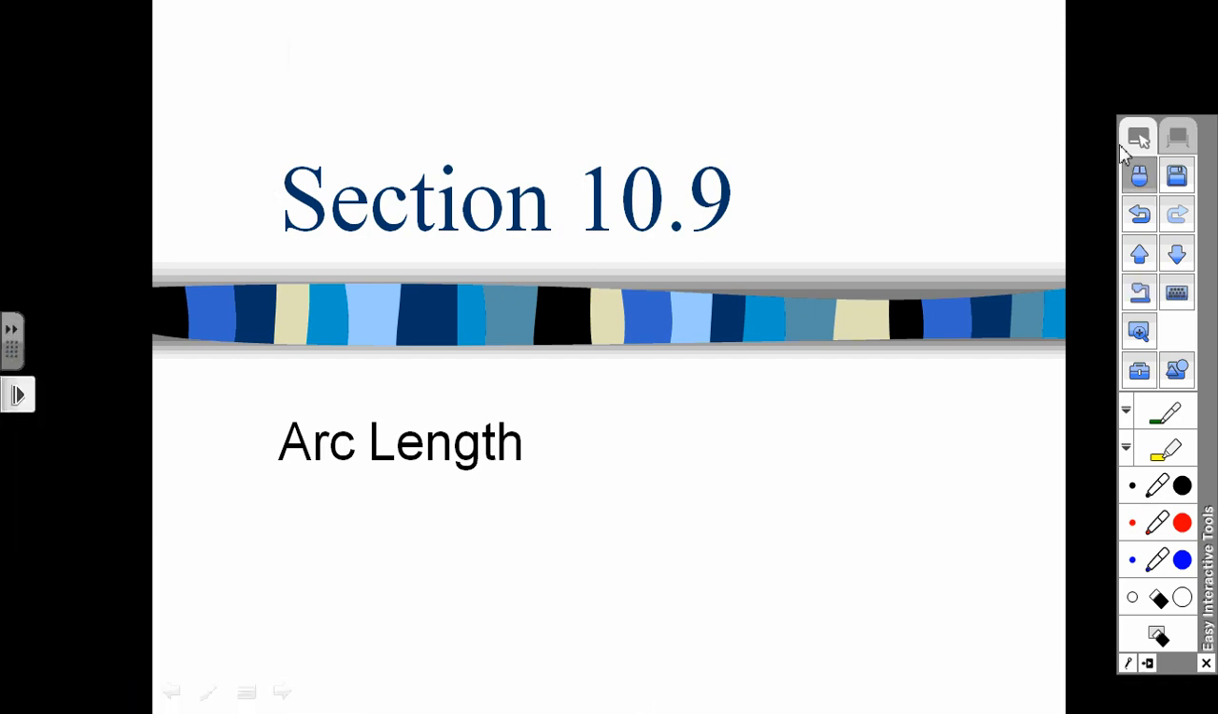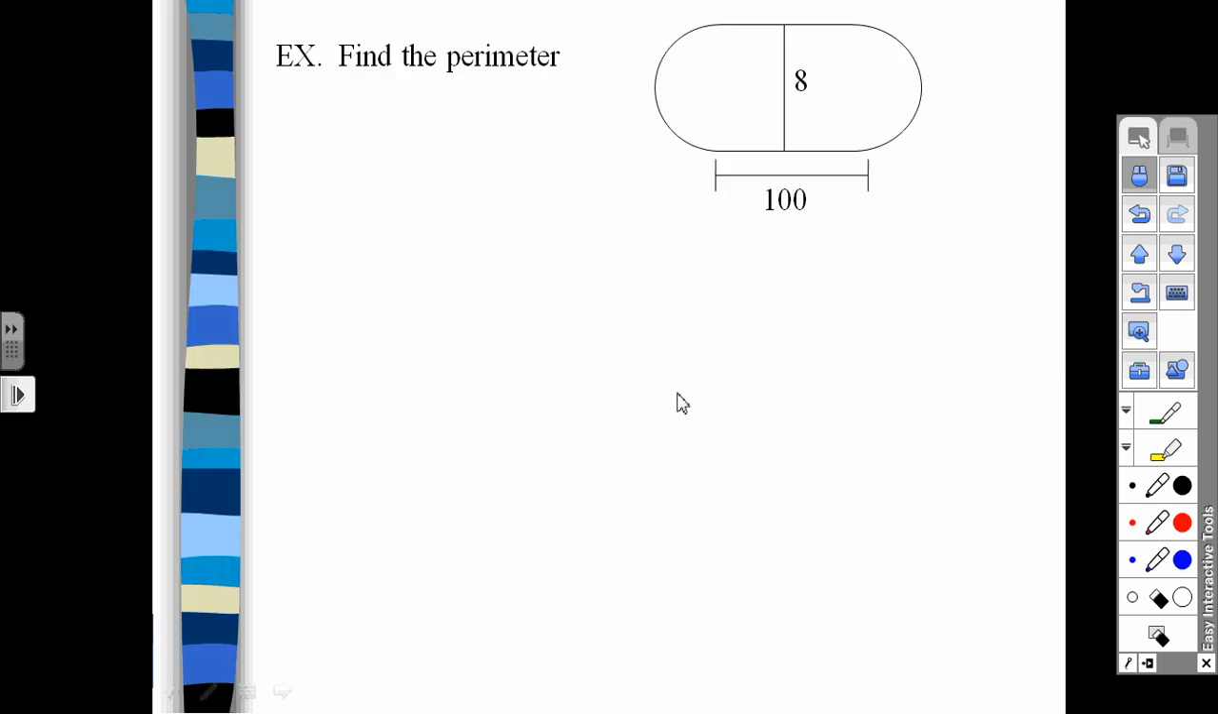Okay, so here we go. Section 10.9, last section of chapter 10, which is about arc length, and we've already talked about arc length before, so this should be pretty easy. We are just going to do a couple of examples.